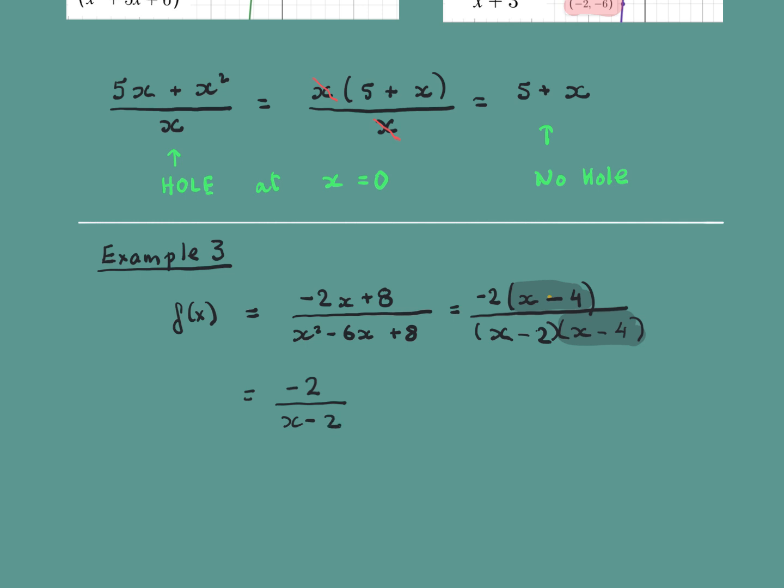All right, now what did we say? There is a hole here for this one, a hole at x equals 4. And with this one over here, this function, there is no hole. And those two functions, when they are graphed, will look exactly the same except for that particular point. Actually, I should say that particular coordinate.